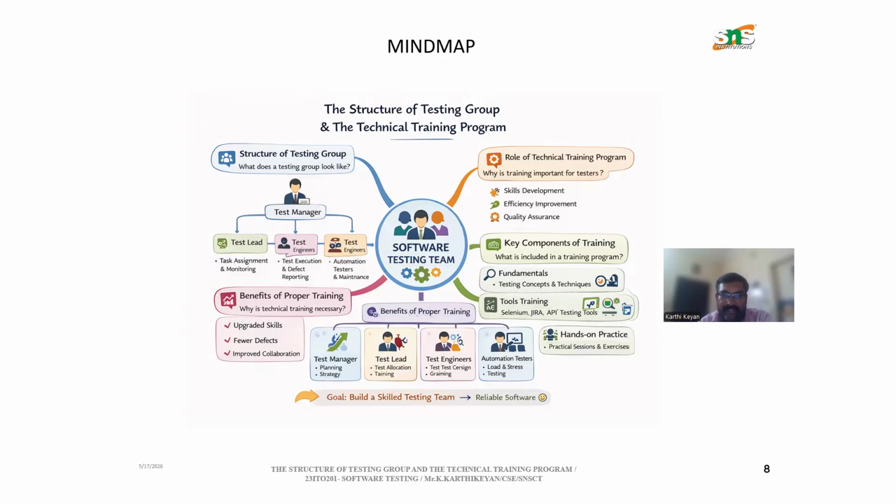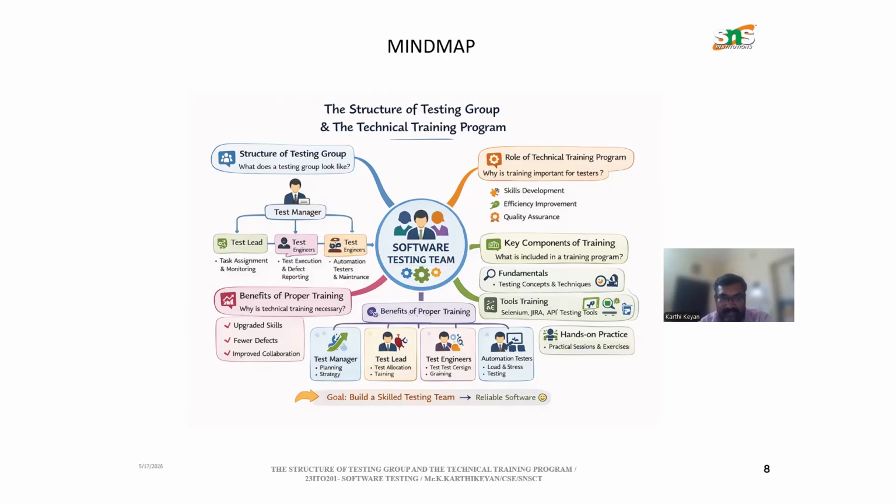So first is the structure of test grouping. What does the testing group do? And the role of technical training. Why is training important for testers? Skill development, efficiency development, and quality assurance. Test managers, test leads, and test engineers: test engineers work on automation, maintenance, and defect reporting, and the test lead on monitoring and control of my projects. The benefits of proper training are upgraded skills and fewer defects.